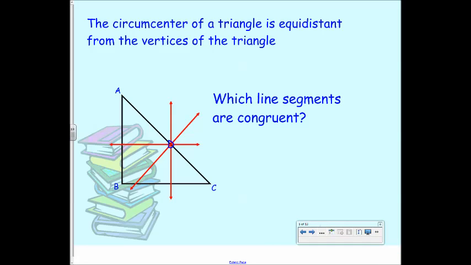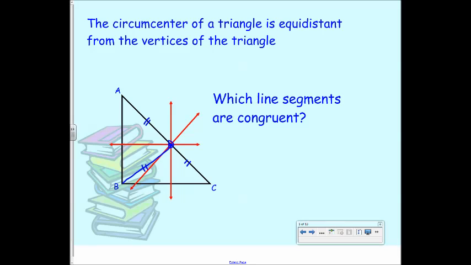So which line segments then can you say are congruent? If D is the circumcenter, which ones have to be congruent? AD is congruent to DC and also DB. So I've got to draw that in there. Those are all congruent because from the circumcenter to each vertex is a congruent line.